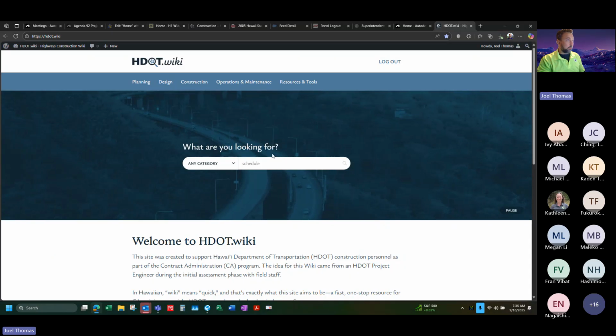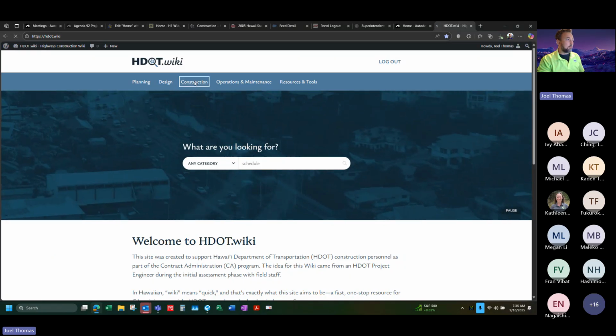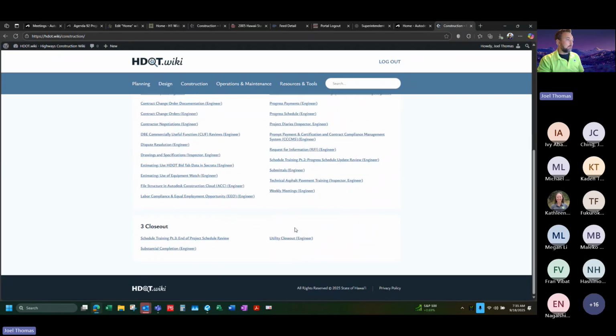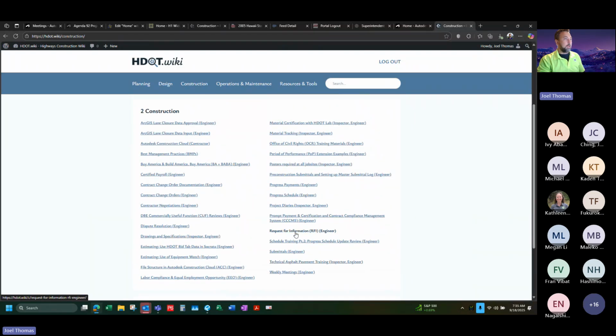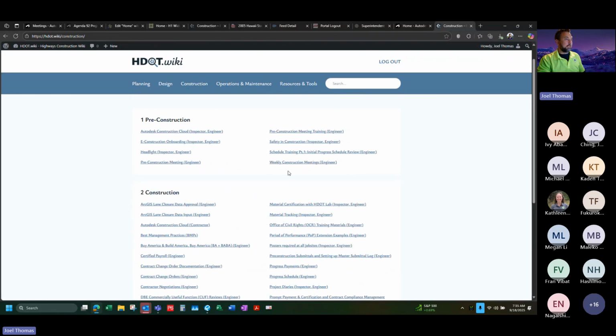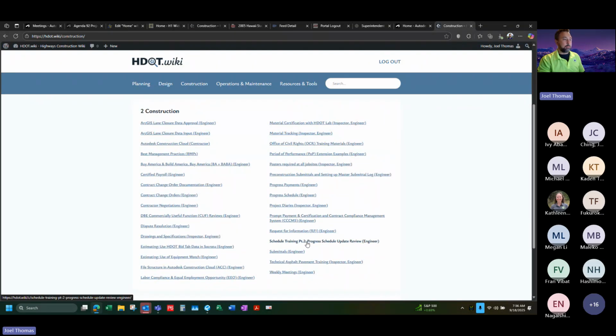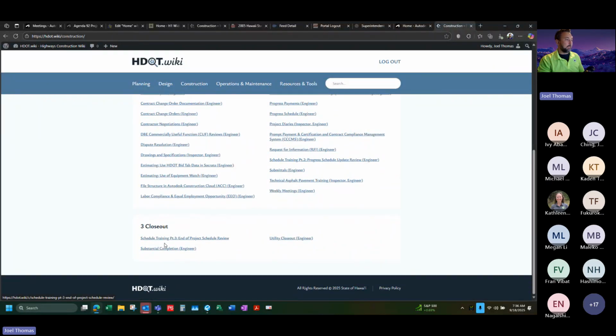If you want to look for it other ways, you can go into construction, and you'll see your 3 categories of pre-construction, construction, and closeout. The schedule trainings we put in here: schedule training part 1 is the initial baseline schedule, under the pre-construction part of a project. Schedule training 2, the progress schedule update review, is under construction. And then we're going to be looking at schedule training part 3, end of project schedule review.